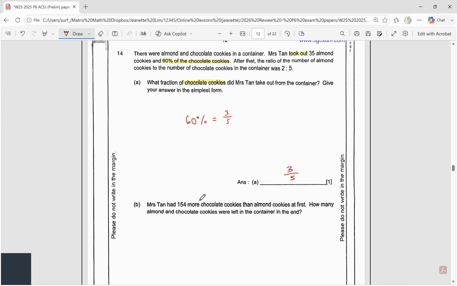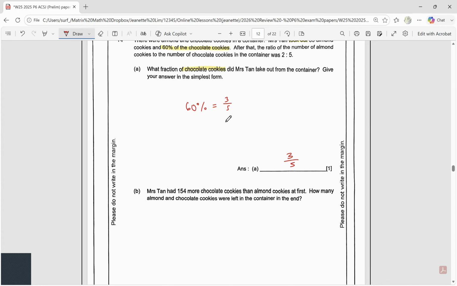Part B, Mrs. Tan had 154 more chocolate cookies than almond cookies at first. How many almond and chocolate cookies were left in the end? Okay, so I'm going to show you using a model. So I know that the chocolate cookies that she took out is 3/5, right? So for chocolate cookies, I will draw 5 units at first. Then she took out 3/5.